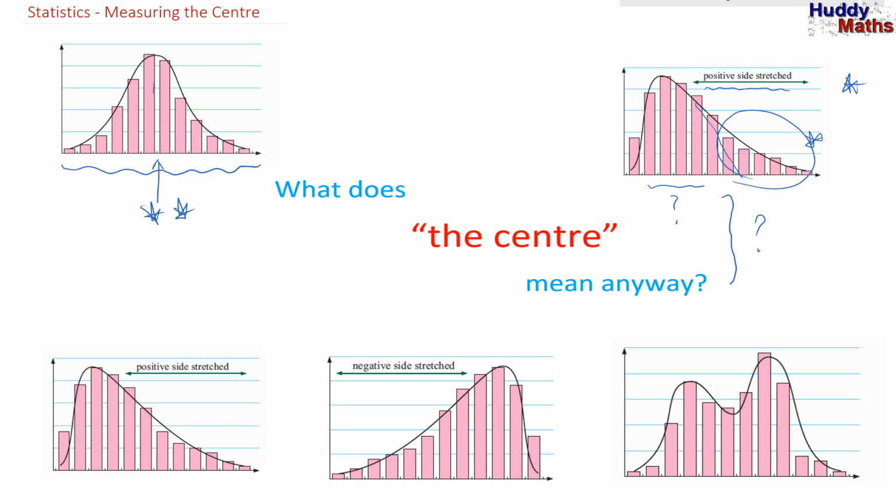Okay, so here we've got the idea of a positive and a negative side stretch. This is called positively skewed because we've skewed the distribution. It's not symmetrical anymore. This is negatively skewed because you've got extra on the left there on the negative side. And here we have bimodal. We've got two peaks here. Bi means two, like bicycle, two wheels. Bimodal: the distribution has two peaks, if you like, two modal values.